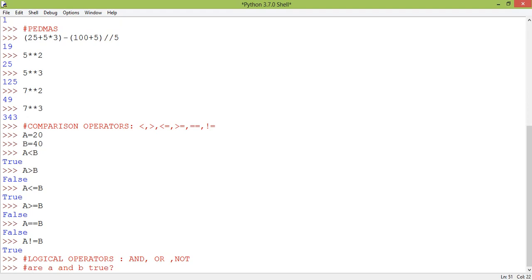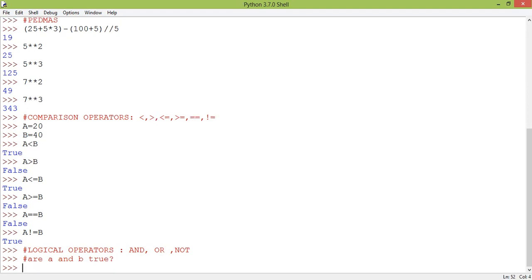The rules are pretty simple. A and B is true only if both A is true and B is true, otherwise it is false. If any of them is false, the answer we will get is false. Both should be true in order to get the answer true. So that was AND.